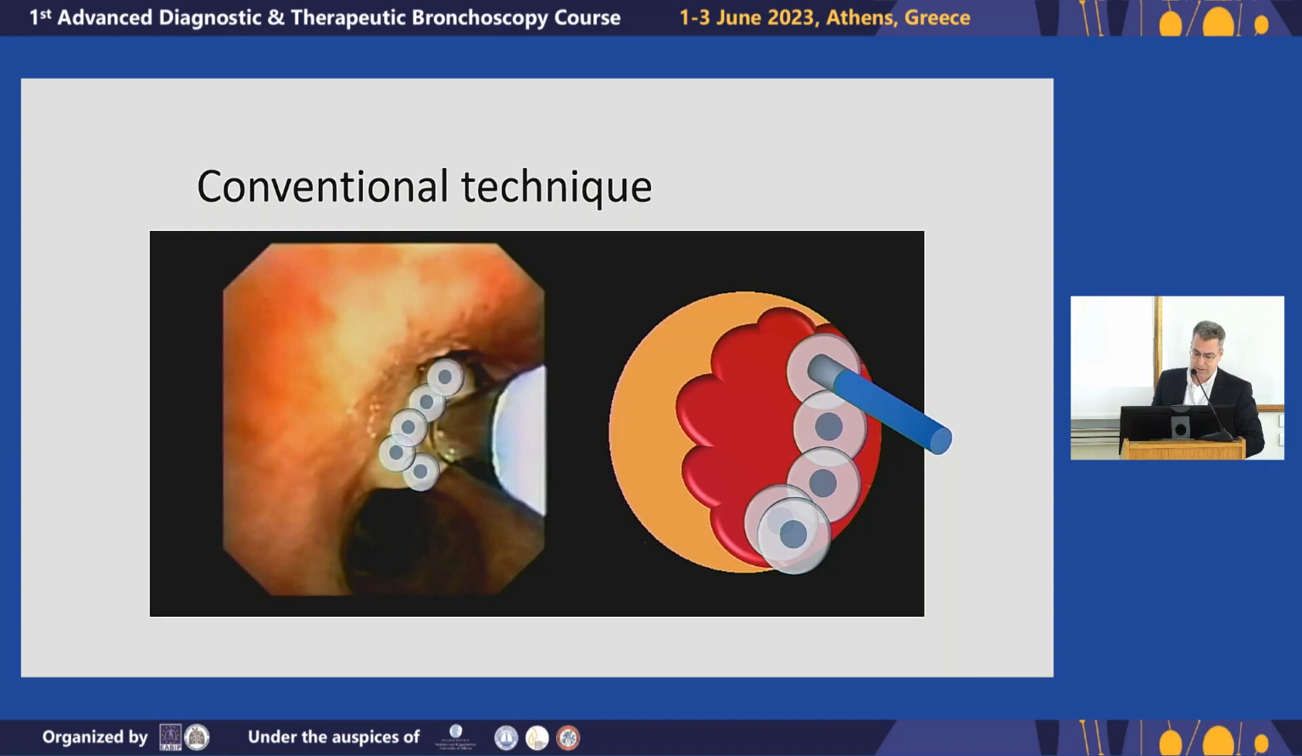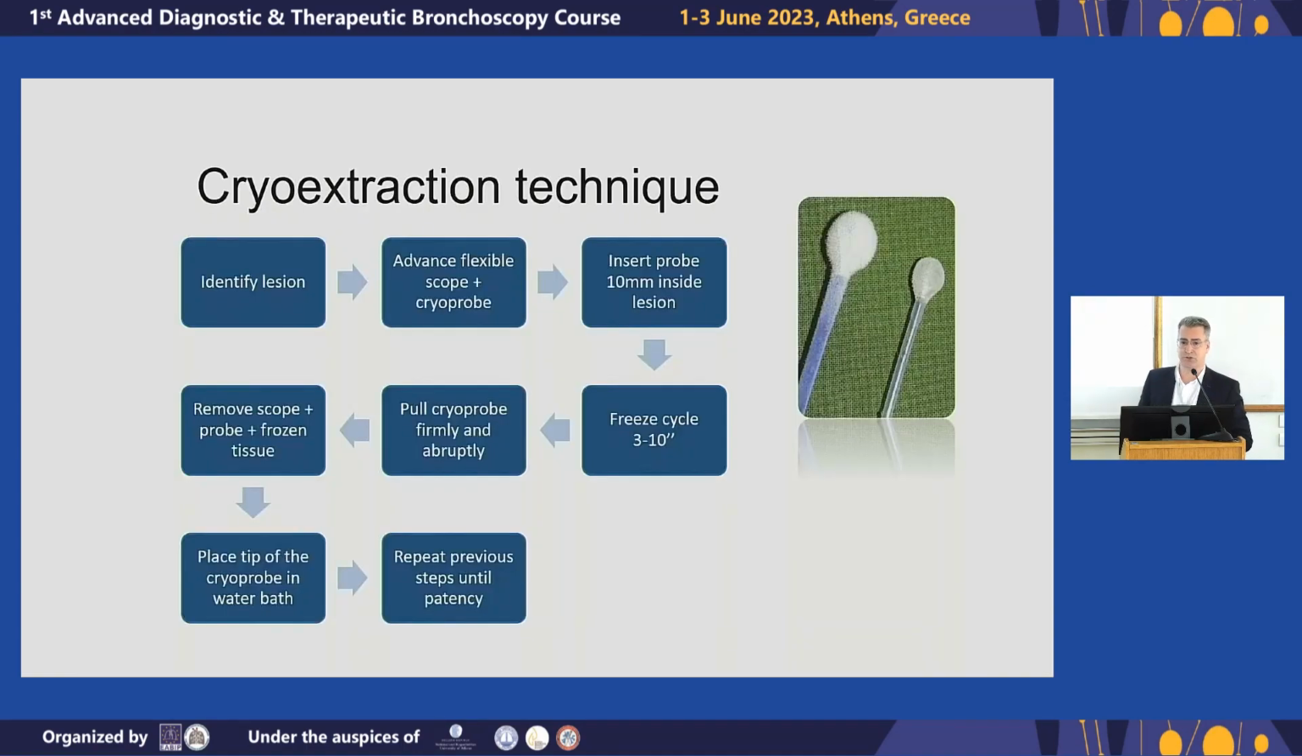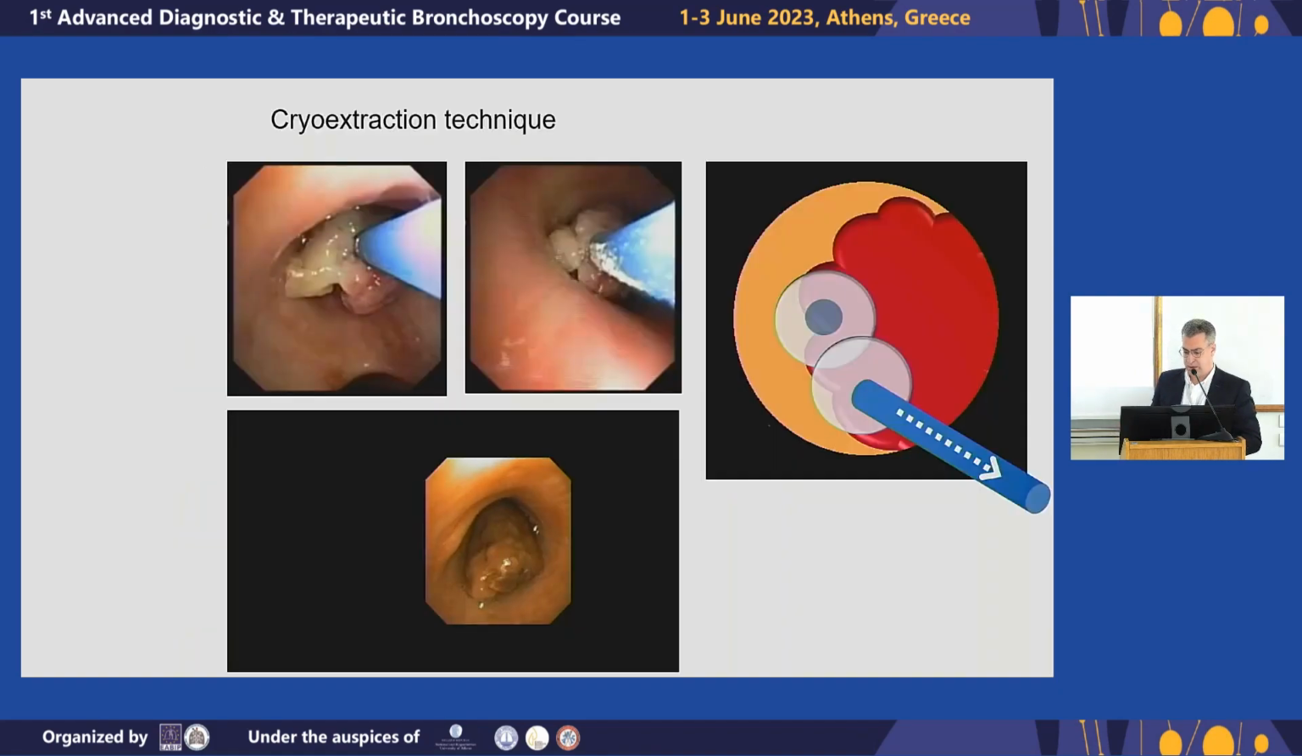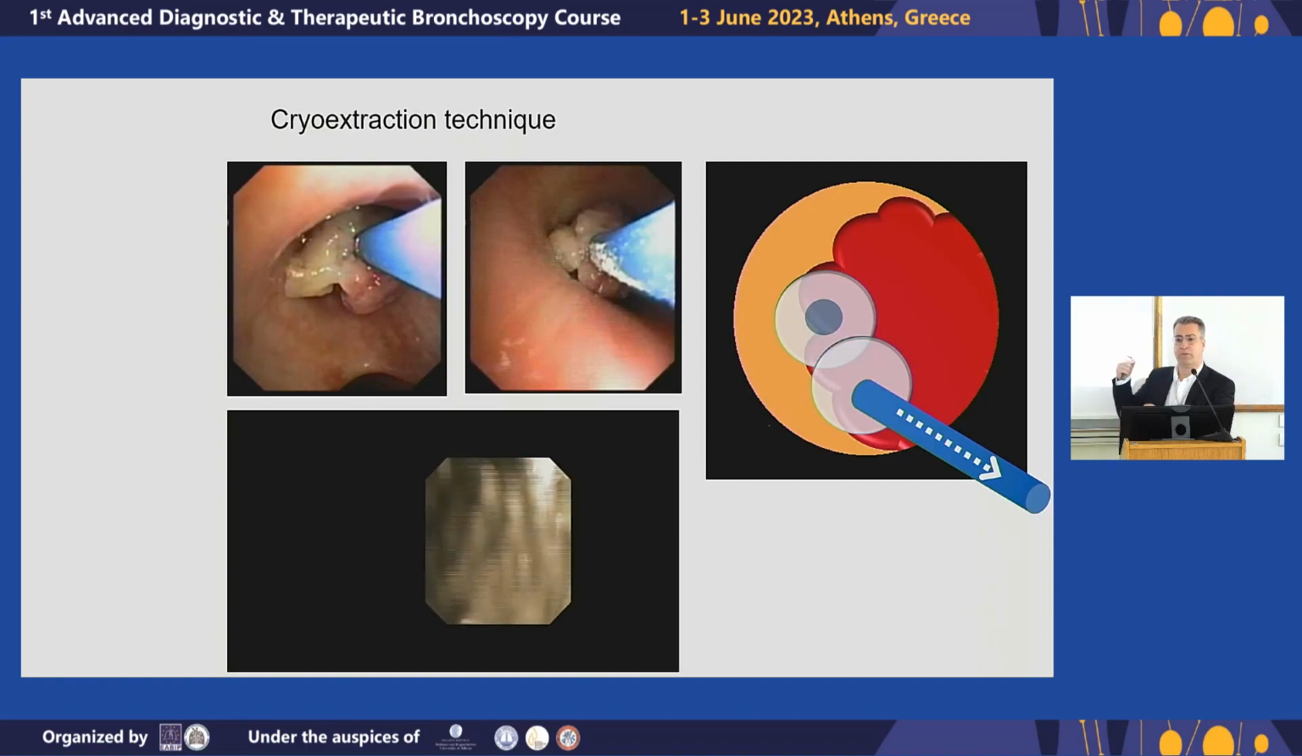And we have the second technique, which is the cryo-extraction technique. It needs a little bit of training. We identify the lesion. Let me show you an example. We freeze at the base of the lesion for 3 to 4 seconds, and then we extract the lesion together with the bronchoscope, as you can see. So we start here with the freezing. We have the base of the lesion, an exophytic lesion, necrotic at the end, and then we pull slowly, and we take it en bloc with the bronchoscope.